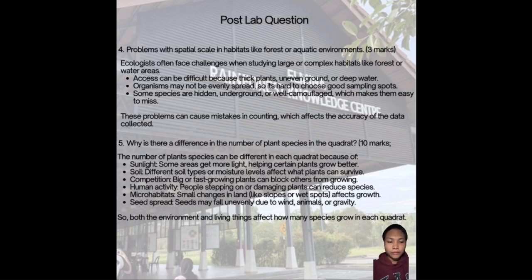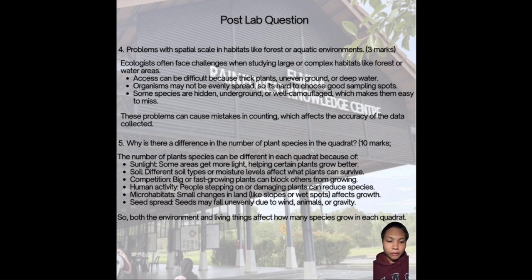After that is question number 5. Why is there a difference in the number of plant species in the quadrats? The number of plant species can be different in each quadrat because of sunlight. Some areas get more light, helping certain plants grow better. After that is soil. Different soil types or moisture levels affect what plants can survive. After that is competition. Big or fast-growing plants can block others from growing.